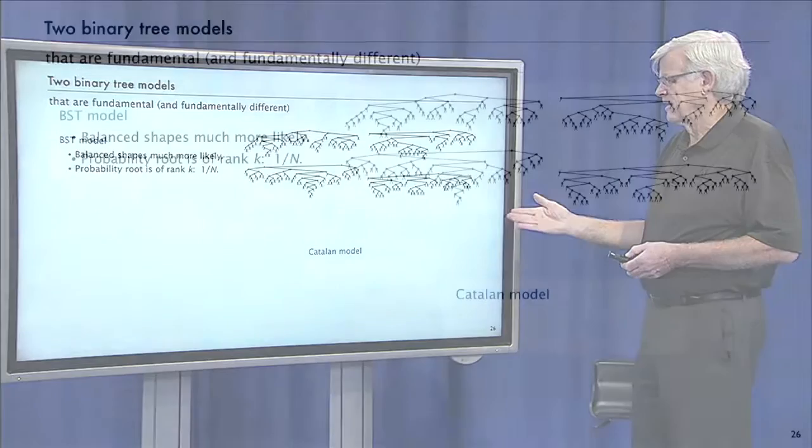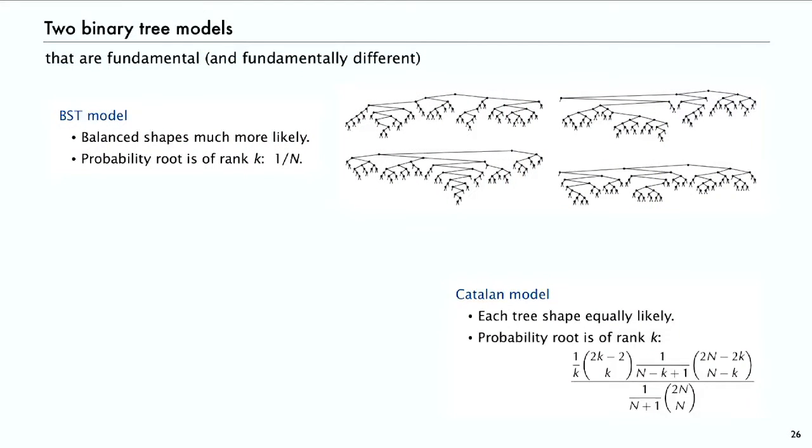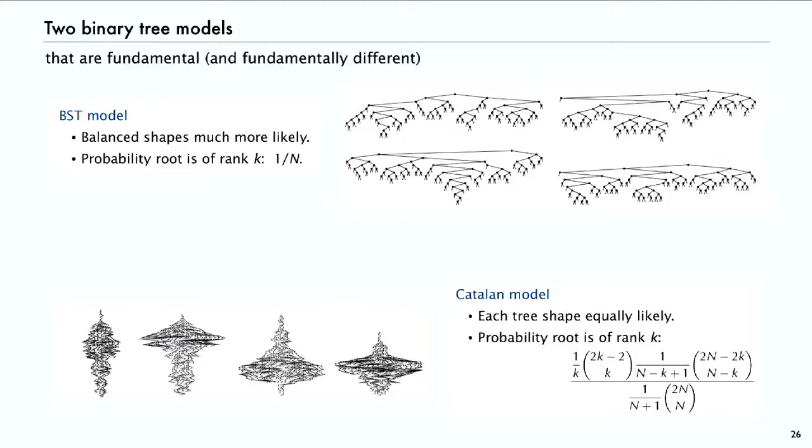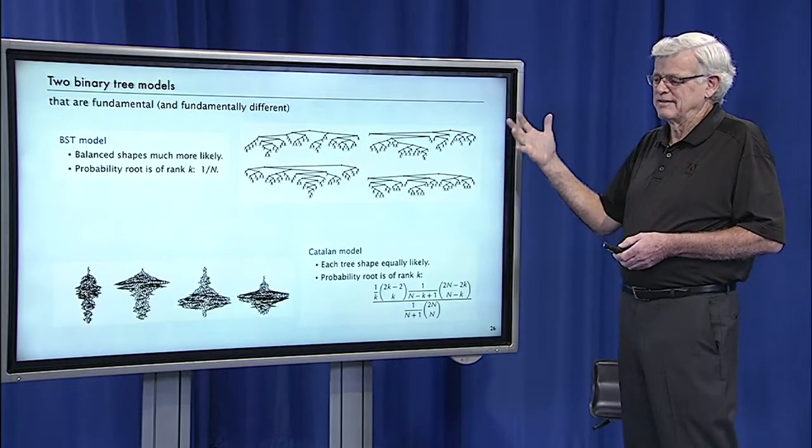So the Catalan model, on the other hand, each tree shape is equally likely. And this is the probability that the root is of rank k in a random binary tree. You can have any tree on the left and any tree on the right out of all possible trees. That's called the Catalan distribution. And that gives rise to these much more unbalanced trees. Two fundamentally different models.